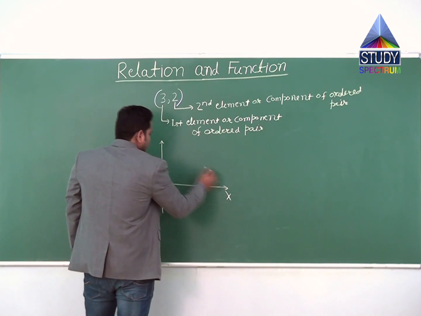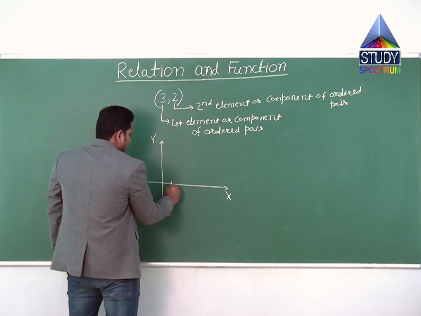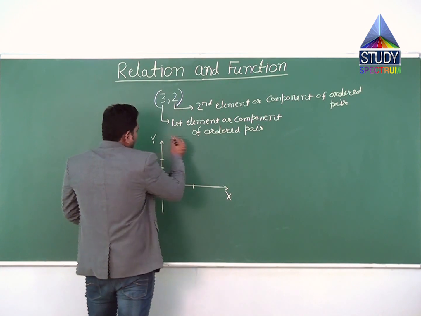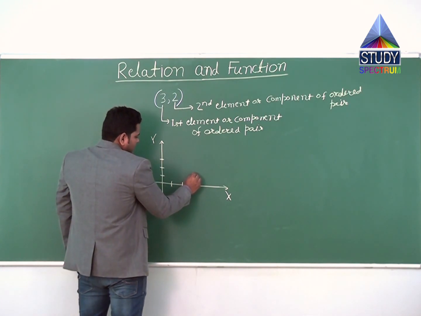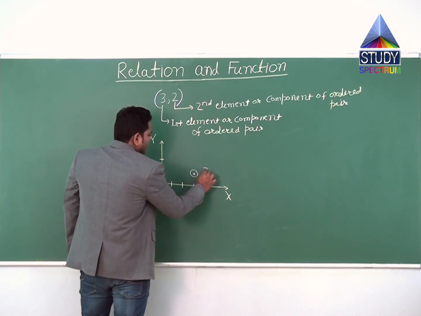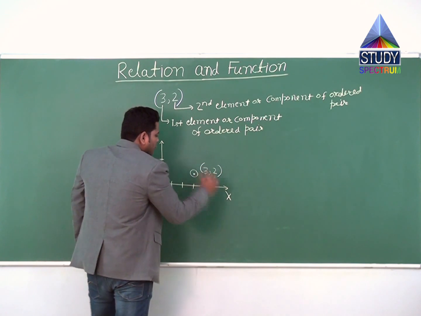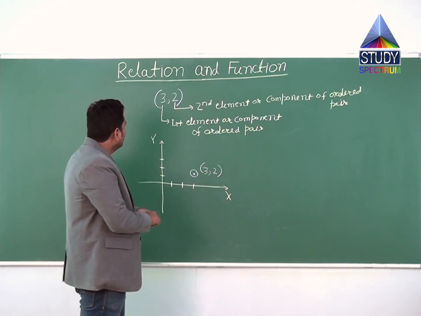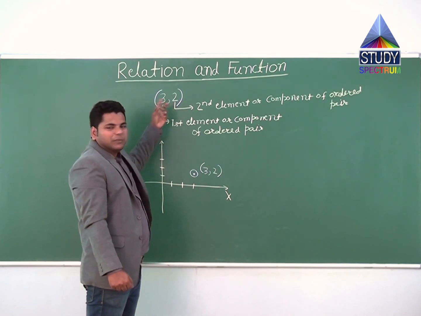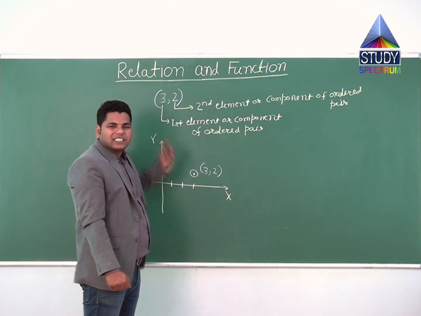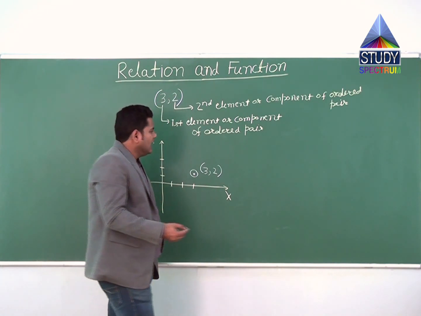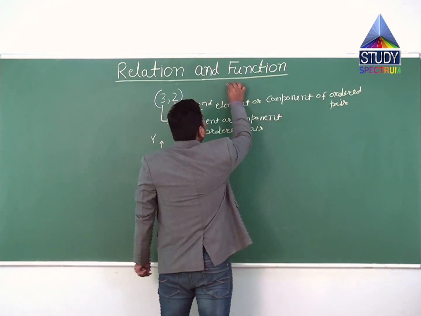This is the x axis, this is the y axis. So 1, 2, 3, 1, 2, 3. So this is the point in two dimensions which is represented by the ordered pair (3, 2). Now suppose you change the order of this ordered pair. If you interchange the first and second component, then you will get a different ordered pair, and the new ordered pair will become (2, 3).